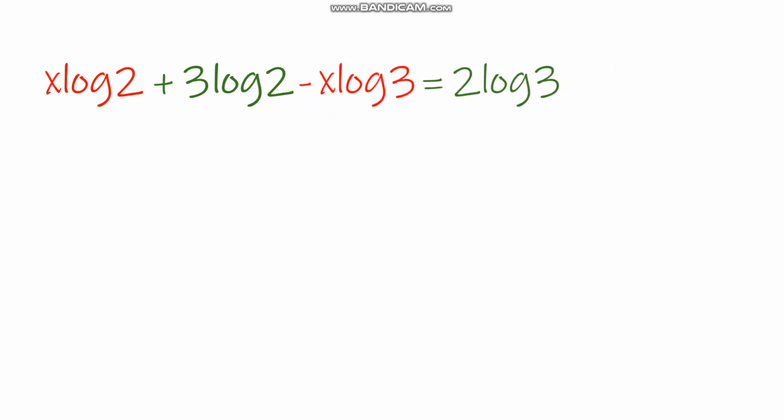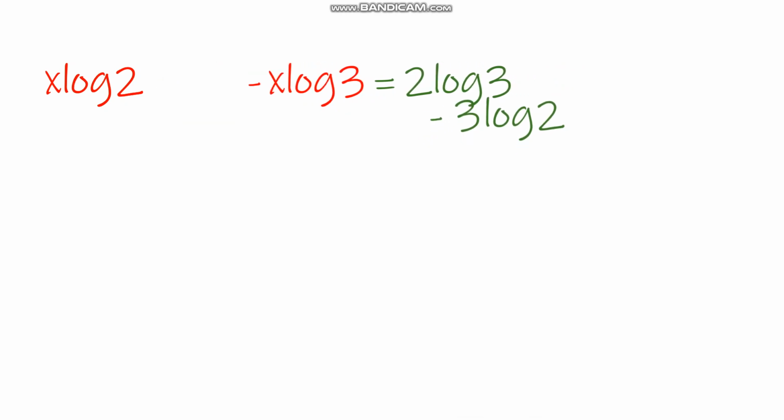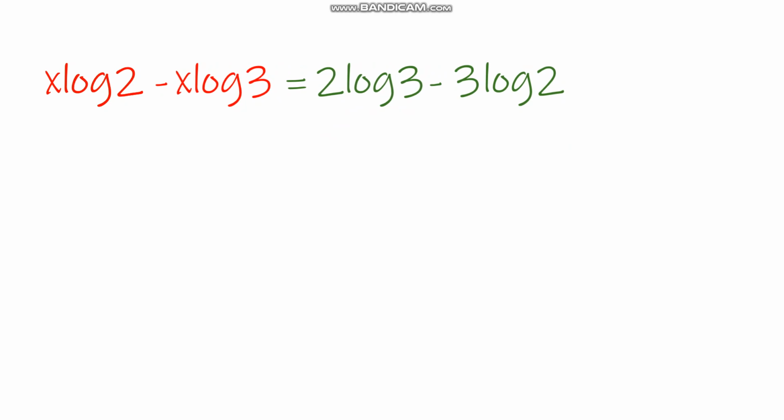And then we still have plus 3 log 2, which doesn't have the unknown variable x, so we want to transfer it to the other side. So we're going to subtract 3 log 2 on both sides, so that this will be 0. And what's left is this, and at the right side we'll have the negative 3 log 2.